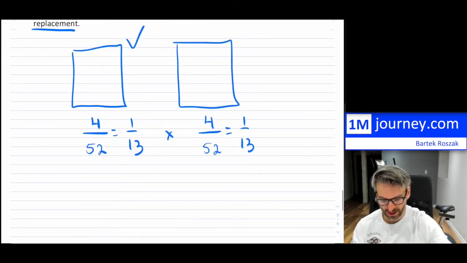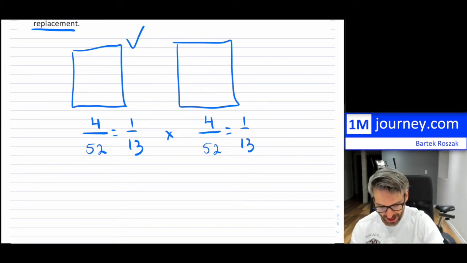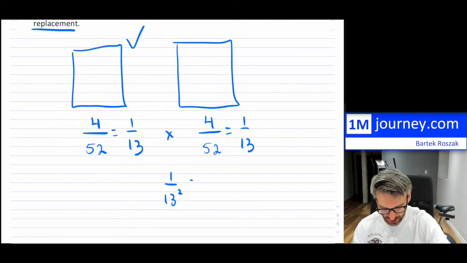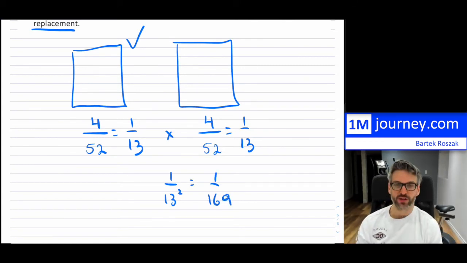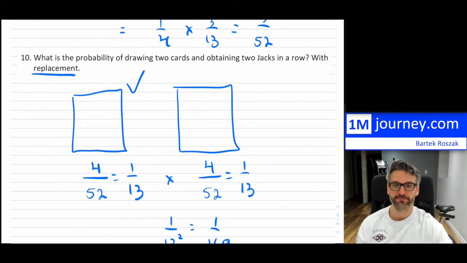Now, what do we do? Well, we multiply them. They're independent of each other in this case. So we have 1 and then 13 squared, right, which is 169. So the probability of drawing a jack and then a jack again is actually very low. Okay, so that's what you would see here. And then you can convert it to percent if you like, and you'll see that it's a very tiny percent. So that is question 10.